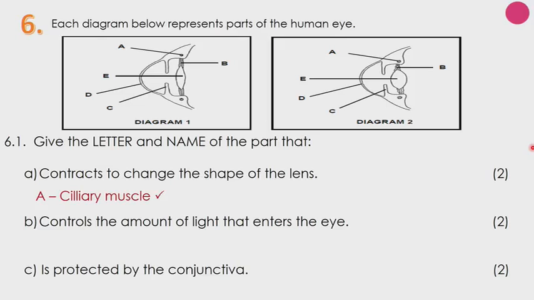Name and the letter of the part that controls the amount of light that enters the eye will be the iris, C, because it's not about the pupil that's actually controlling how much light enters. That's just the hole. Remember that the iris is the muscle that changes the size of that pupil. And then lastly, that is protected by the conjunctiva, that delicate membrane over the surface of the eye filled with pain receptors. So that has to be the cornea, indicated by D, our very outer layer.